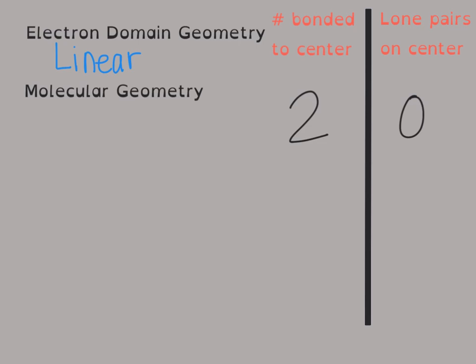All right, so in linear, you have two things bonded to the center and no lone pairs. These can be a single bond, a double bond, or a triple bond. And you're going to have a central atom and two things attached.